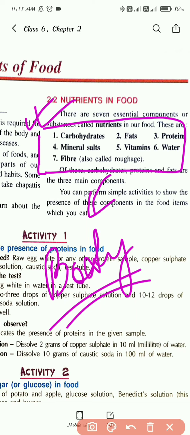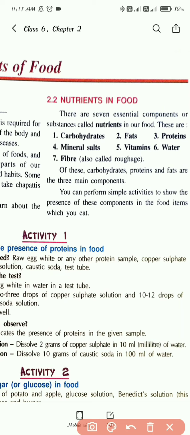So these nutrients are very essential for us. So that is why food is also very essential for us, and they are known as what? Nutrients. So of this, carbohydrates, proteins, and fats are the 3 main components. The 7 are important, but among all the 7, carbohydrates, fats, and proteins are the most important nutrients or components that is needed for our body.